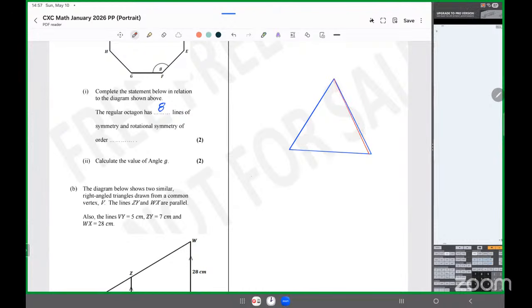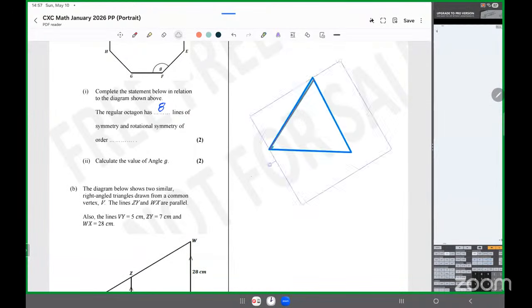And rotate it. That's 1. That's 2. That's 3. It places exactly the same as it did before. That's order 3. But basically that's rotation and symmetry in a nutshell, guys.